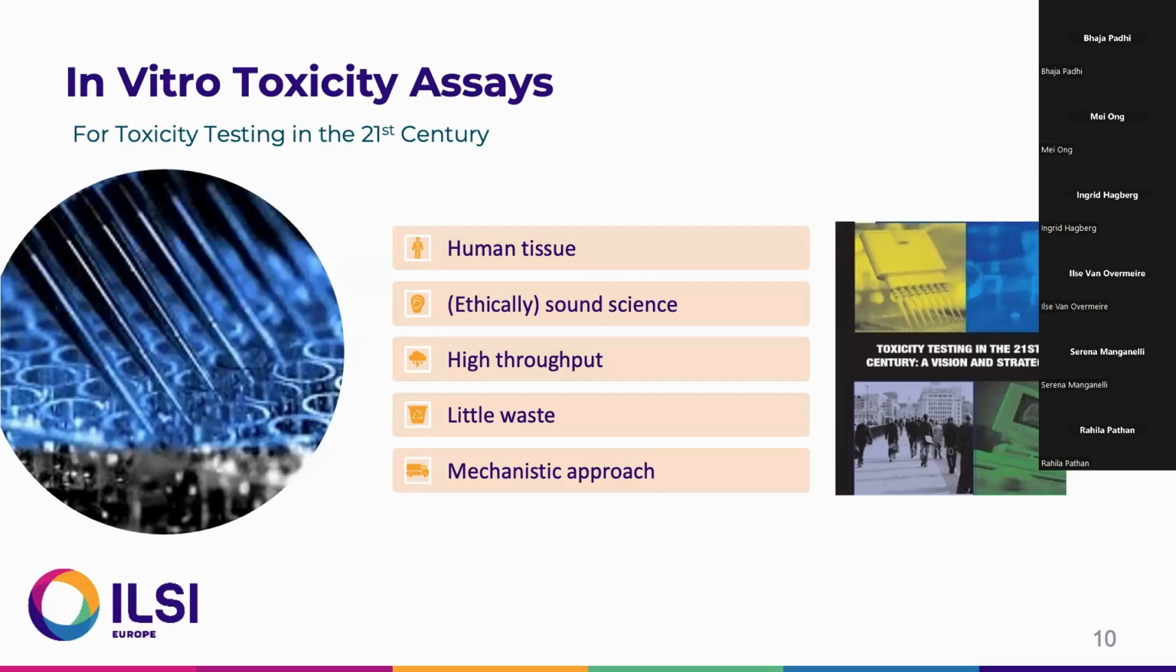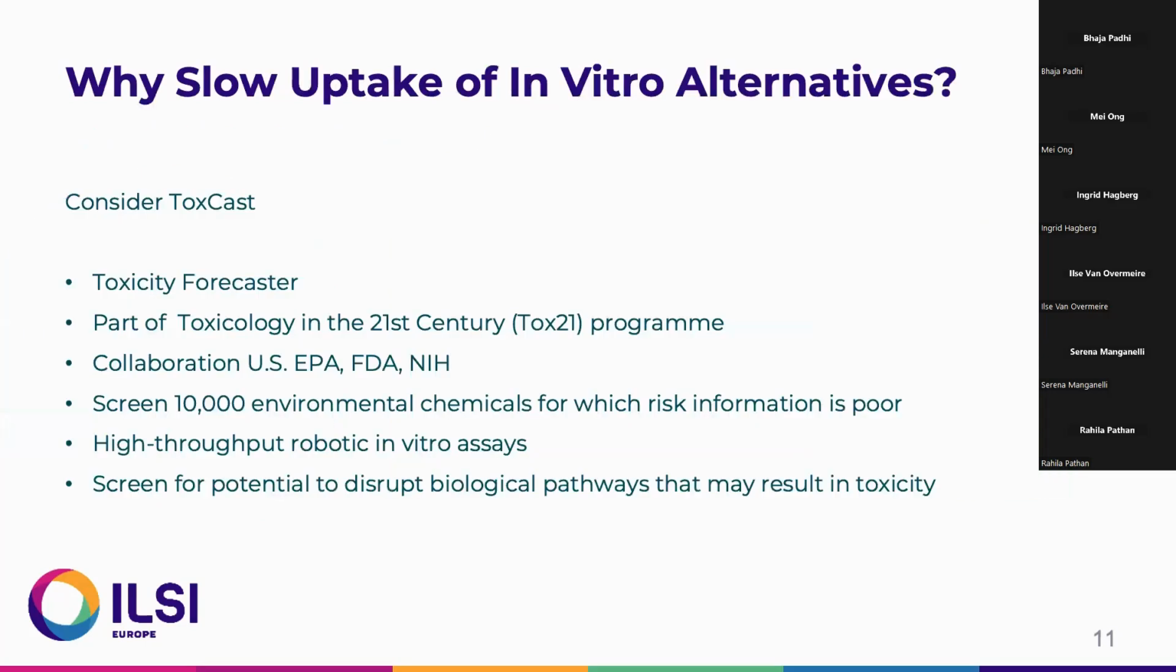And this is also what's been put out by the US National Research Council. There they have the toxicity testing in the 21st century report, this landmark report in 2007, and it's been updated in 2017. But there's been a relatively slow uptake of these in vitro alternatives. One interesting case that can exhibit why this uptake may be a bit slow is to look at the data that has been produced in the ToxCast program.